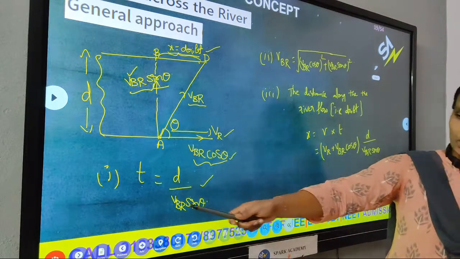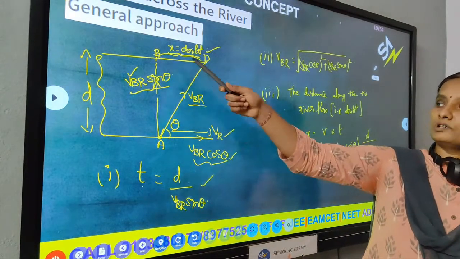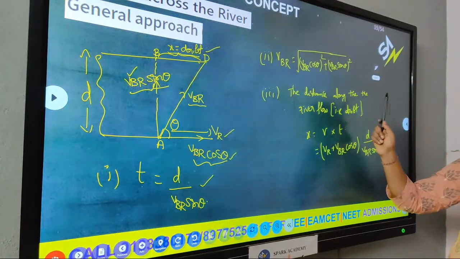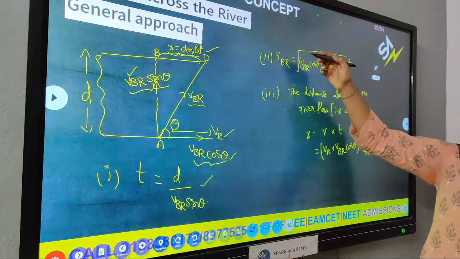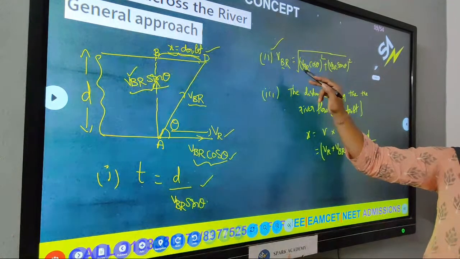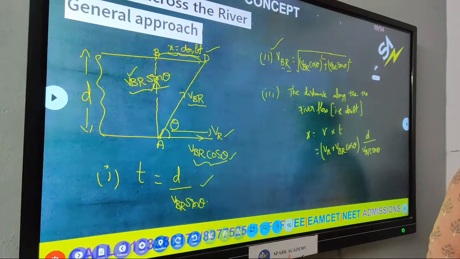So they can ask what is the time taken to cross the river, or what is the distance travelled by the boat person along the river flow, or they can ask what is the relative velocity of the boat, meaning boat with respect to the river.